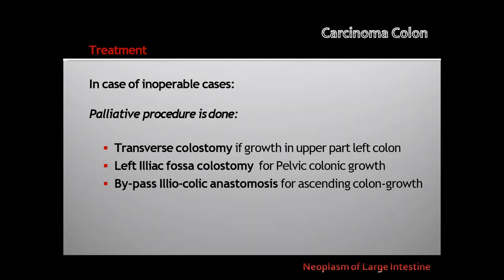In case of inoperable cases, there is a procedure which is called the palliative procedure. If the tumor is in the transverse colon and is inoperable, we have to perform the transverse colostomy. And if the tumor is in the pelvis or in the rectum and is inoperable, we have to perform the sigmoid colostomy. Or if the tumor is in the ascending colon, we can bypass by doing the ileocolic anastomosis. Thank you.